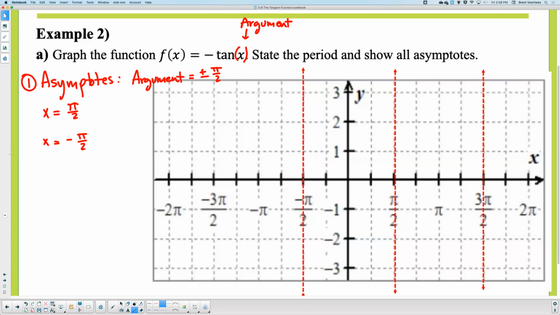This is technically step 4, repeating, right now. I'm going to go this way. 1, 2, 3, 4. There's my other asymptote. And I run out of space. Step 2, the midpoints.